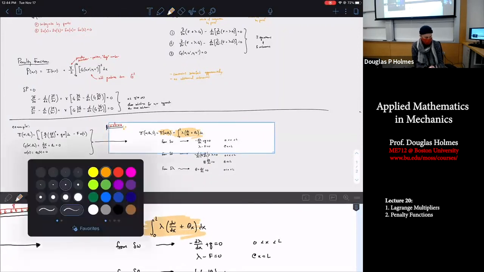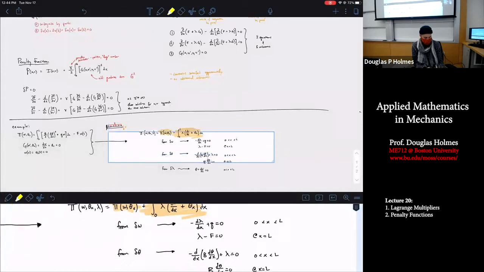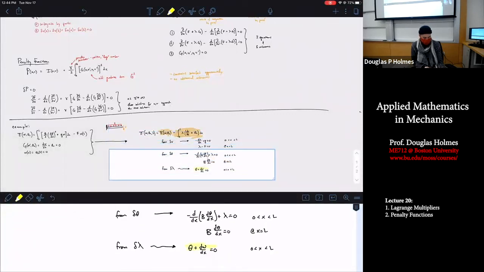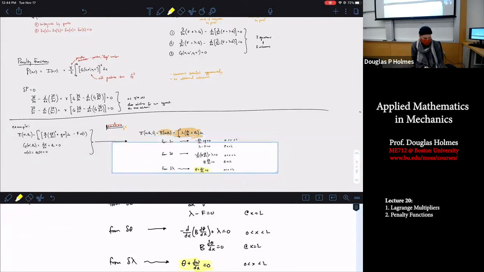And the result should be three equations. One of them is obvious because we started with it. That's from g. And then the other two, this one should look familiar. You might have gotten B times the curvature squared plus lambda equal to zero. That looks like the Elastica equation that you're used to solving in mechanics of materials.